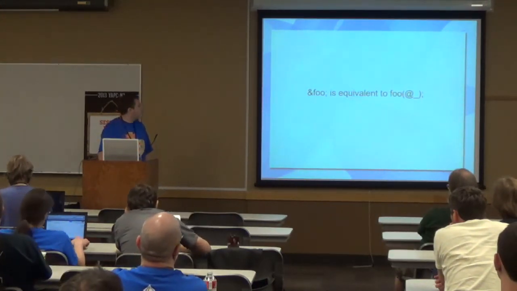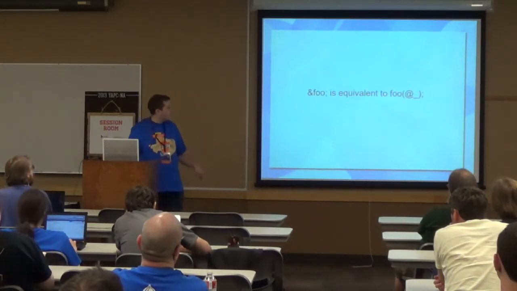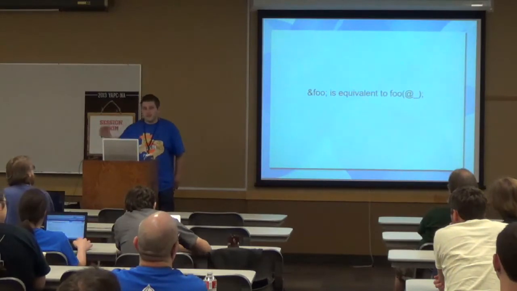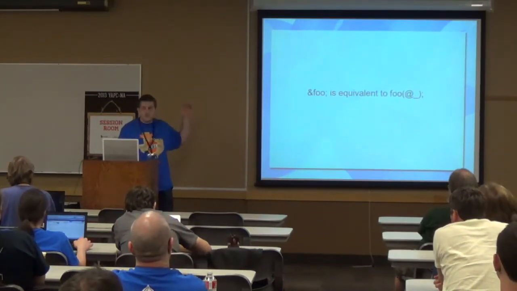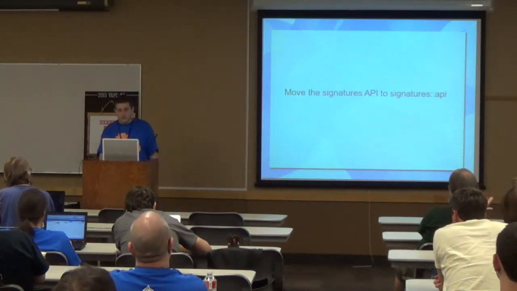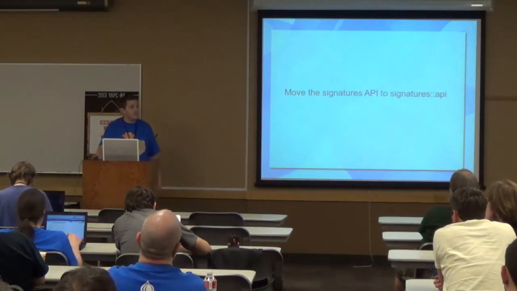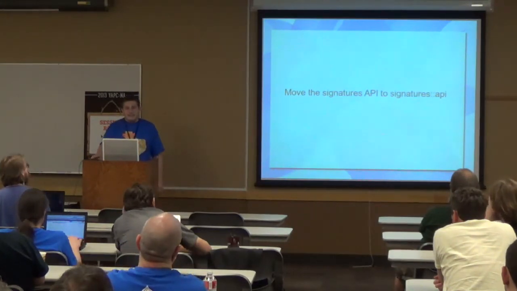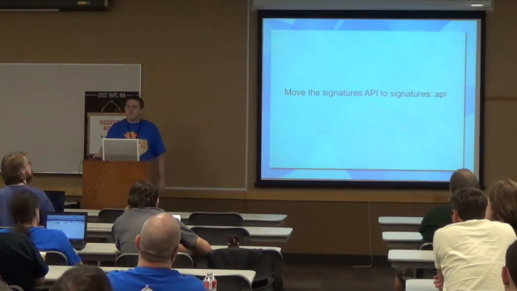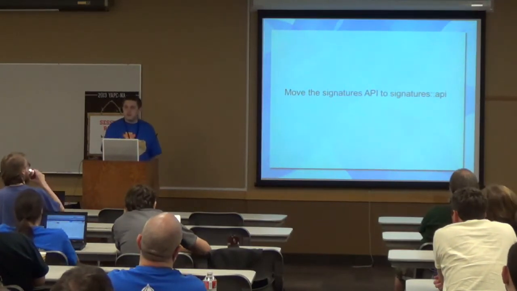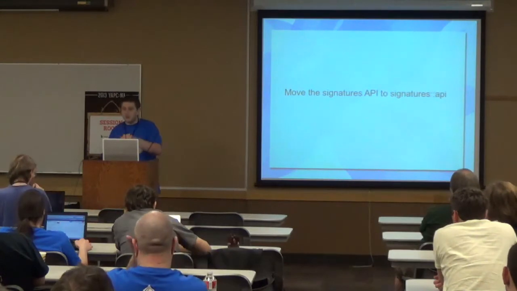&foo is already just mostly foo with @_. So since we're not touching @_, this doesn't change, it just works. Yay. Move the signatures API. Right now, the signatures module has an API. It exposes its guts so anybody else can use it. We can't expose those guts because that depends on Devel::Declare. So make it a separate module. If you try and load signatures in 5.16, it'll use signatures API.